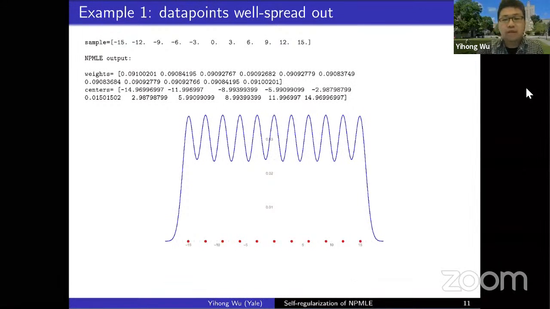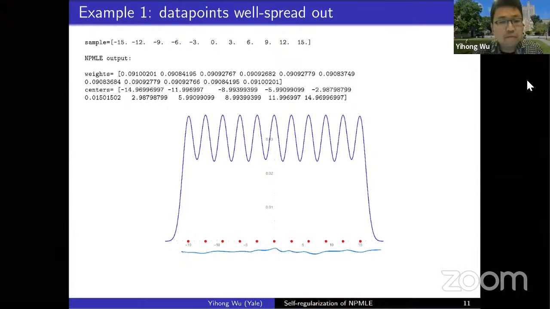So let me give you two computational examples where I feed the optimization with different styles of sample. In the first one, the data points are extremely spread out, starting from -15 to +15 with an increment of 3. In other words, you have data points plotted here as red dots that are separated by 3 times the standard deviation. And I ask you to fit a mixture of Gaussians with 1 standard deviation.